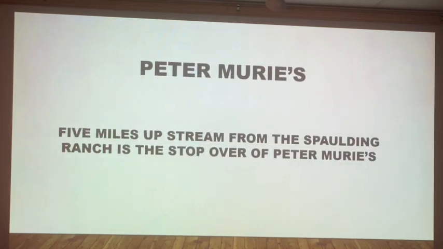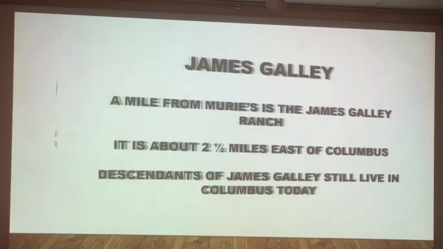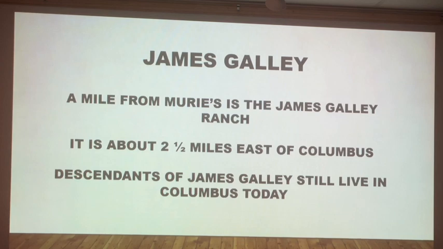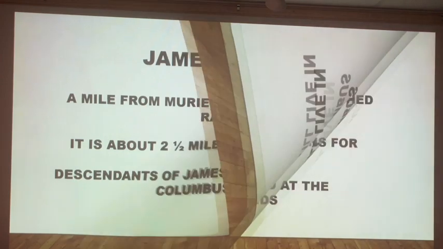Next was Peter Murray's. It was 5 miles upstream from the Spalding Ranch, and was a stopover at Murray's place. James Gelly Ranch was 1 mile from Murray's and is actually 2.5 miles east of Columbus. And there are still descendants of the Gelly family that live in Columbus today. In fact, one of them is a board member of the Platte County Historical Society.